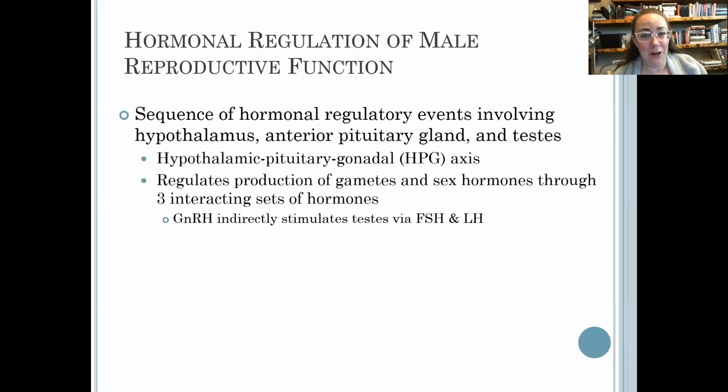If you think back to the endocrine system, which I know seems like forever ago. 2020 has been a long year, a long decade, 2020. But that's what we talked about at the very beginning of the semester.